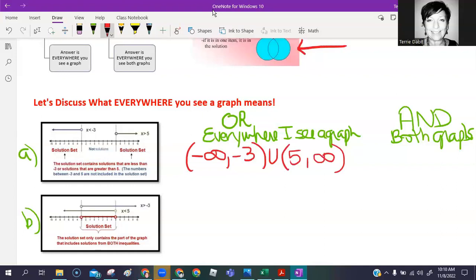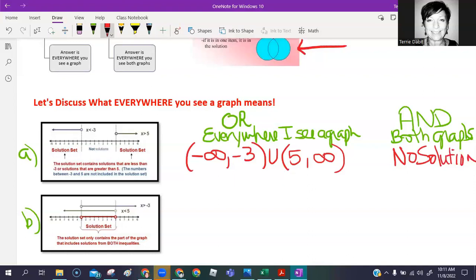If I looked at this as an "and" problem, both graphs, there is nowhere that these graphs are overlapping. And so therefore, if I was doing an "and" right here, my answer would be no solution, because there's nowhere where these graphs are on top of each other. You will see in B where they are on top of each other, and you can see what that looks like. But in A, there's nowhere where they're both graphs. Okay, let's go on to B.